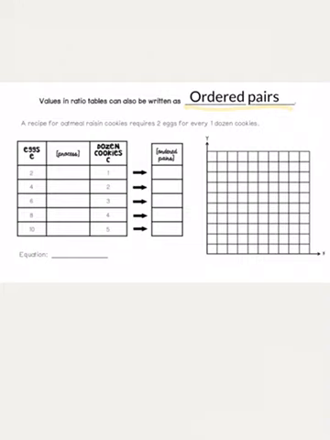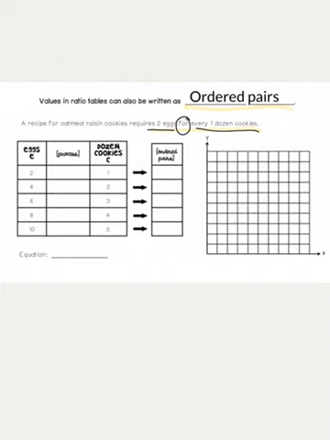A recipe for oatmeal raisin cookies requires 2 eggs for every 1 dozen cookies. So this is the ratio, 2 eggs for every 1 dozen cookies. This word "for" is giving us the 2 parts of our ratio. So let's start filling in our box.